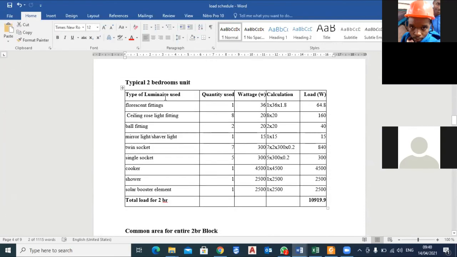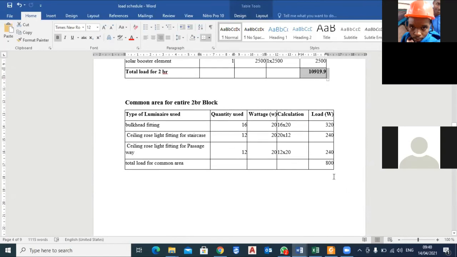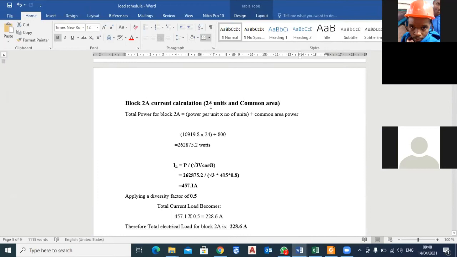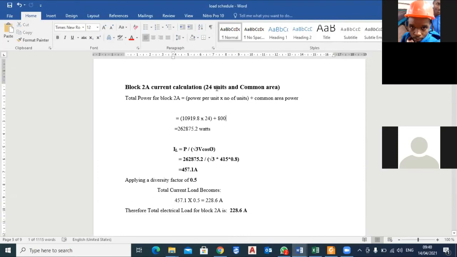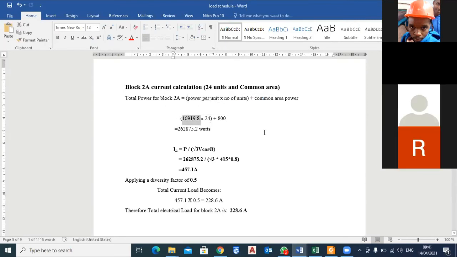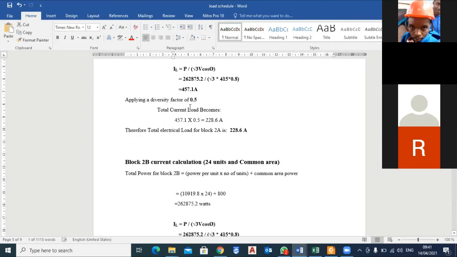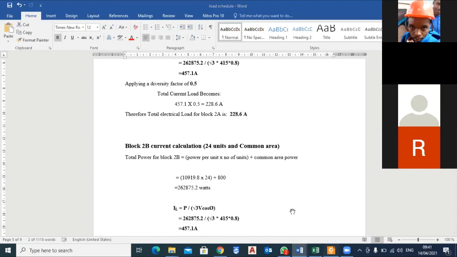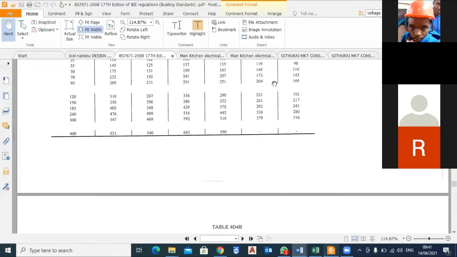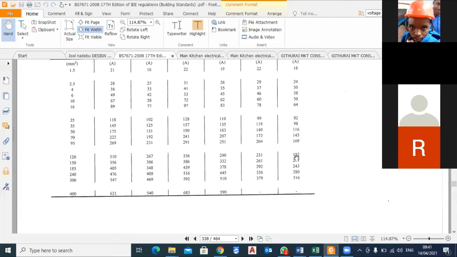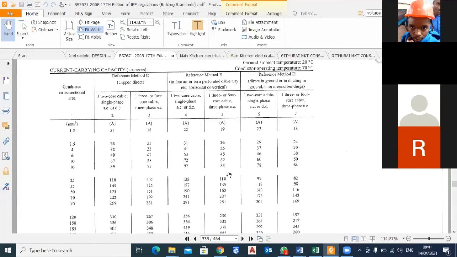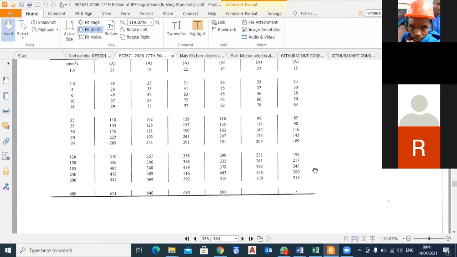You come to the 2-bedroom unit. You start by calculating for a typical unit, and then for the common area. And for this case, we have 24 units. So 24 times the power for a single unit, and then you apply the diversity factor, you get to 28.6. 28.6, you come to the table. 28.6, method D, 28.6 can be around 185 because 243 is the paper.